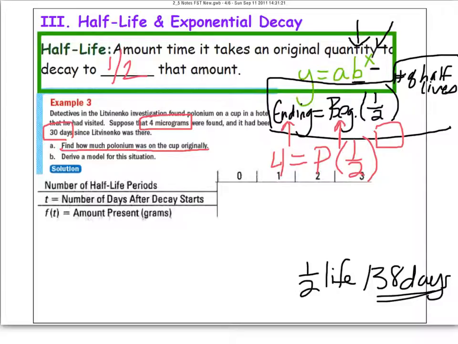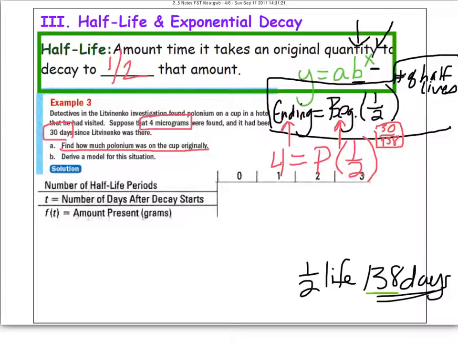So here's the question. After 30 days, how many half-lives have actually taken place? Well, in 30 days, that's not even close to 1 complete half-life. So to find the exponent, you're going to put the half-life on the bottom of your fraction. So that'll be 138 days. And then on the top, you're going to put how many days have transpired in terms of your time. So that's going to be 30.